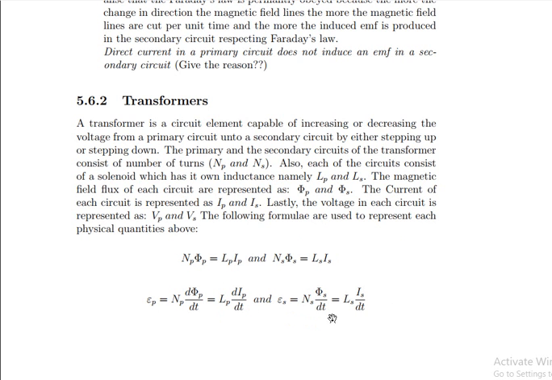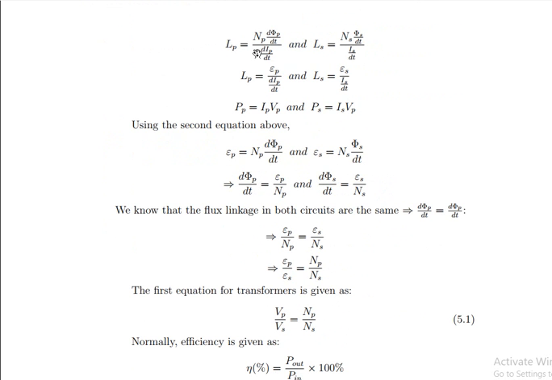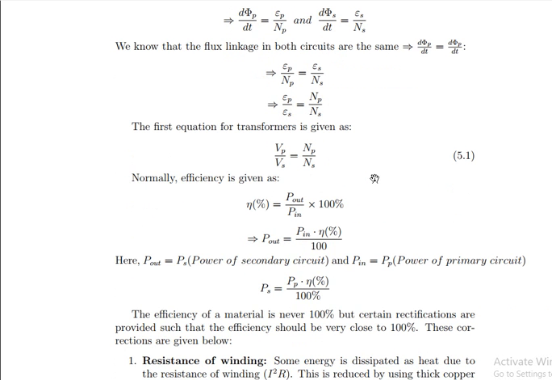This is similar for the secondary circuit. So it implies that we're going to have L_P being this and L_S being this. All these are the formulae involved with the primary circuit and the secondary circuit. You need to know again that the power of the primary circuit is going to be equal to the current in the primary circuit times the voltage in the primary circuit, and the power in the secondary circuit is going to be the current in the secondary circuit times the voltage in the secondary circuit. Using the different equations above, we are going to have this formula here. So now we know the flux linkage in the circuit, we have this.